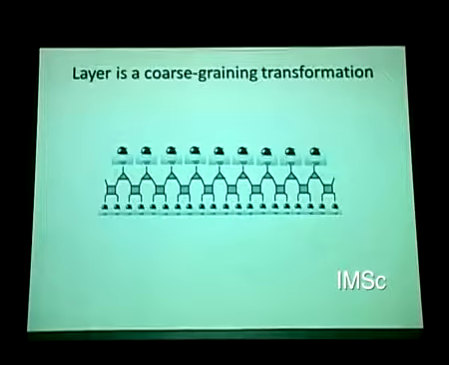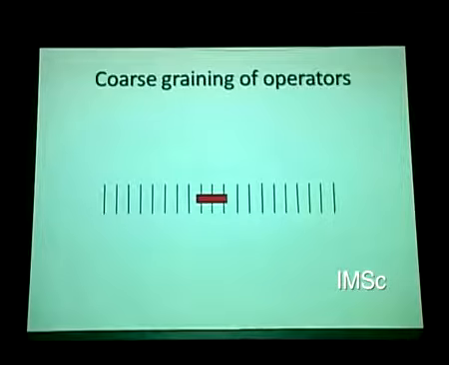Now let's look at this in terms of coarse-graining operators, because my coarse-graining transformation should tell me how the wave function transforms as well as how my observables are going to transform.